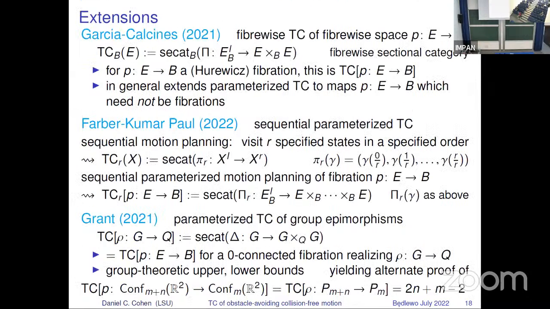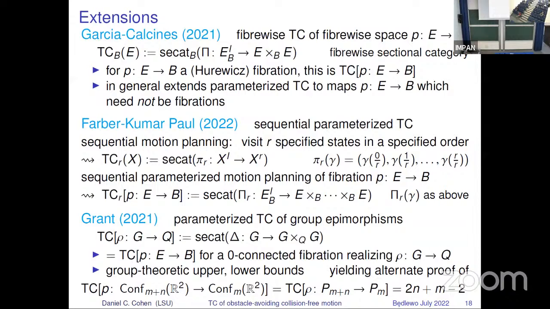Okay, let's see. So this parameterized topological complexity notion has been extended in a number of ways, which I wanted to mention. First, last year, Garcia Calcines studied and defined what he called the fiberwise topological complexity of a fiberwise space. So for a map p from E to B, he defines the fiberwise topological complexity to be the fiberwise sectional category of the same path fibration that I was talking about earlier.